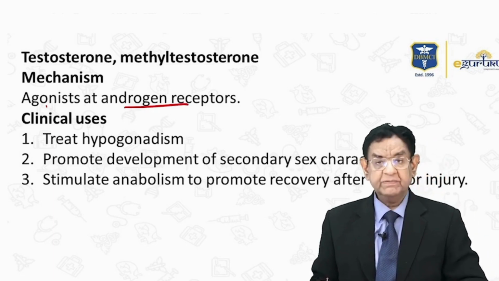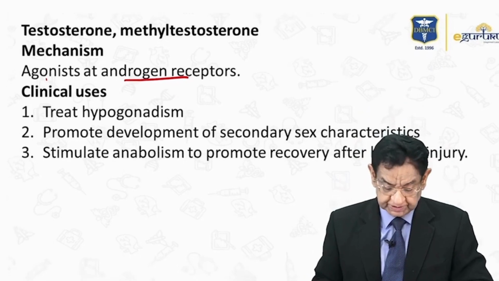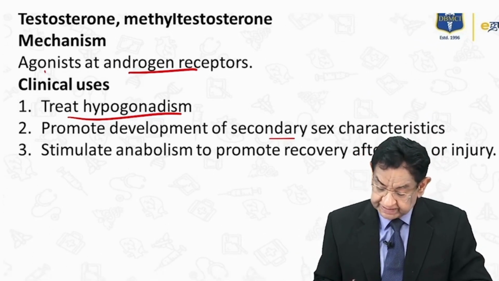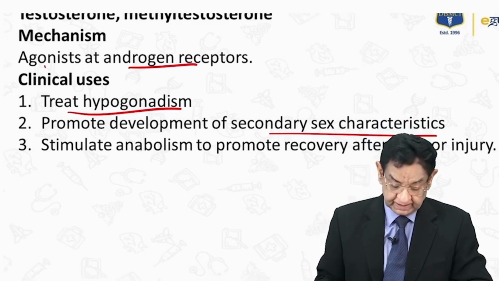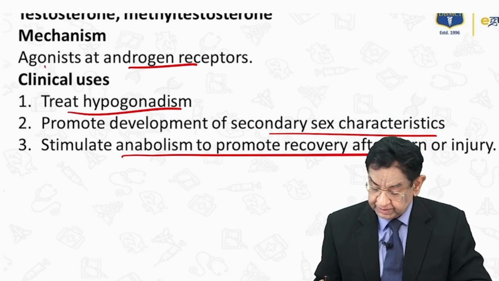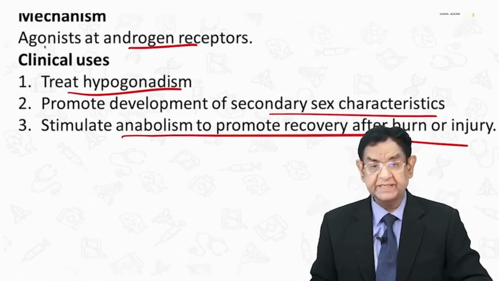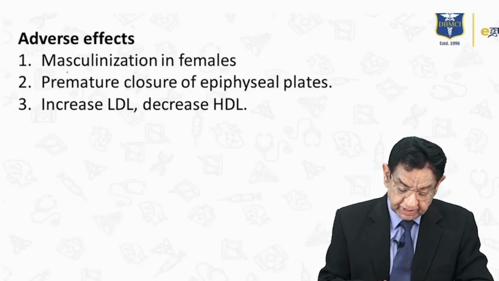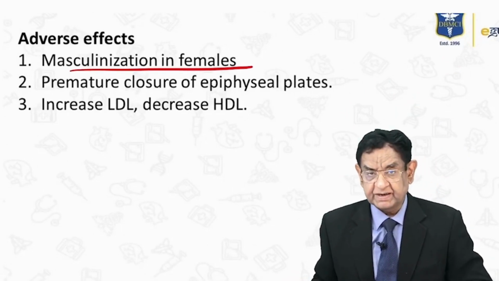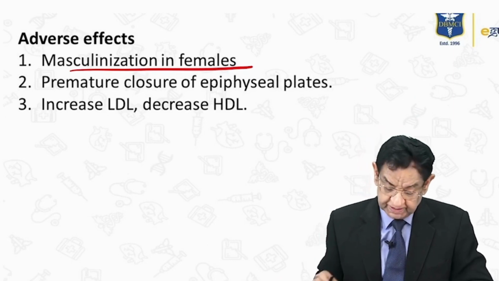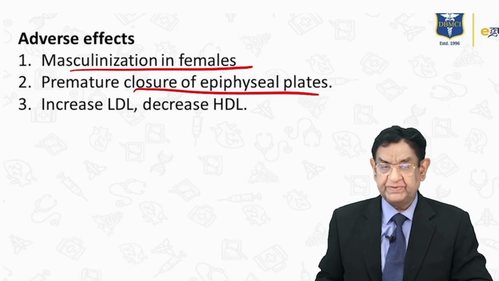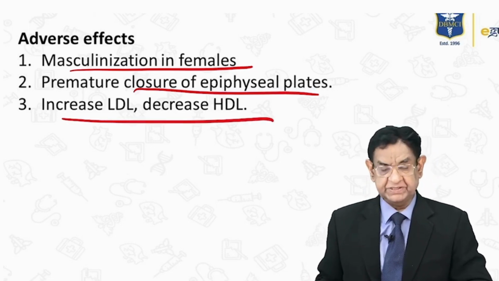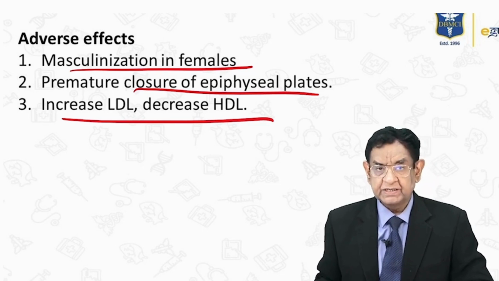Simple. Where we use? We use in the treatment of hypogonadism, definitely. Promote development of secondary sexual characteristics, and they stimulate anabolism to promote recovery after burns and injuries. Adverse effect: muscularization in female, definitely the lady will have all muscular features. It will lead to premature closure of the epiphyseal plate, so that will hamper growth. Increase LDL and they decrease HDL.